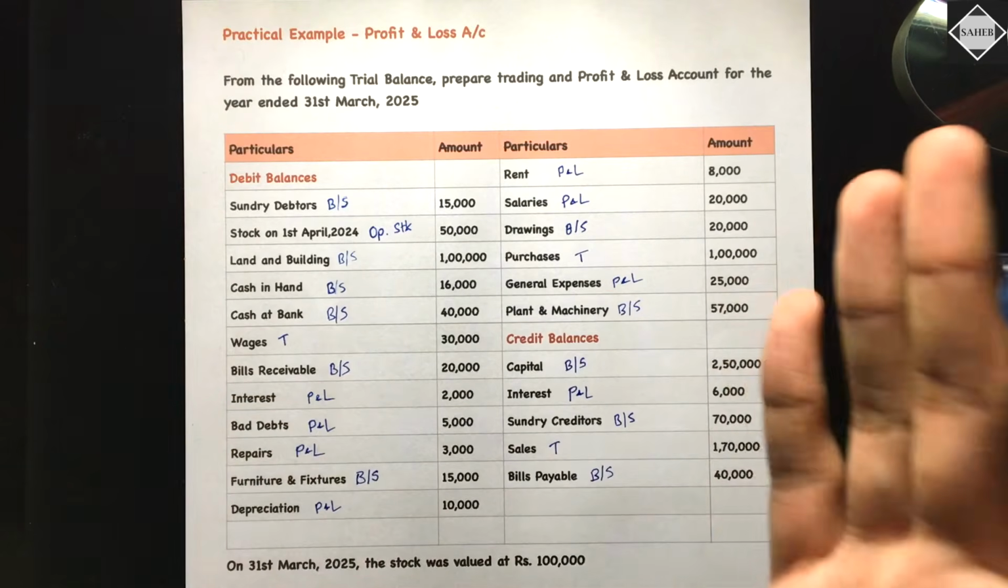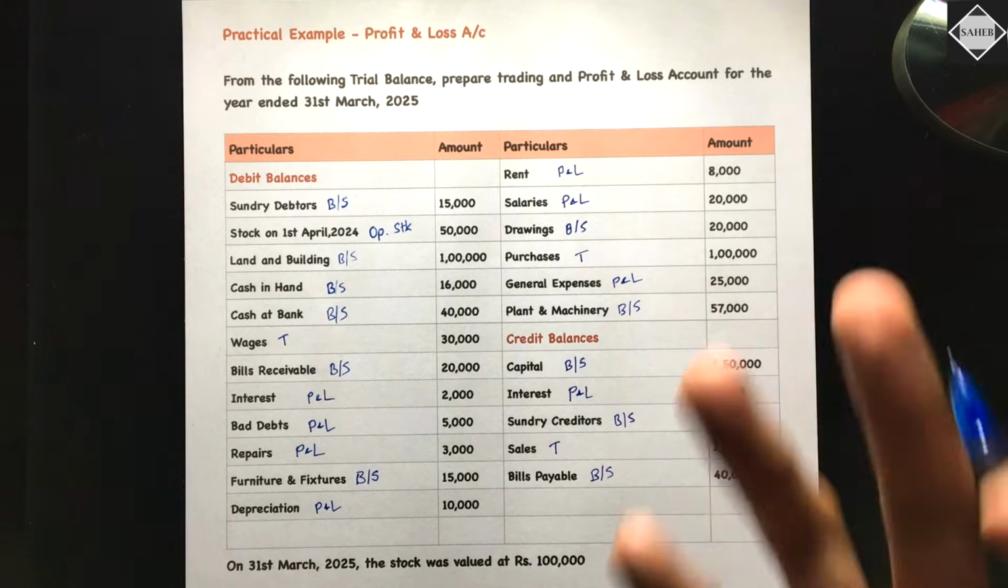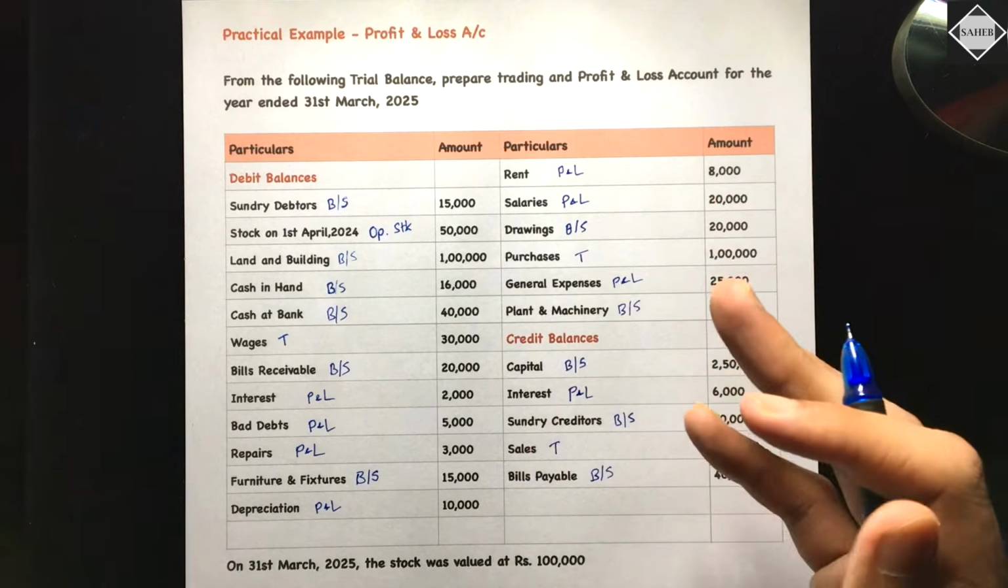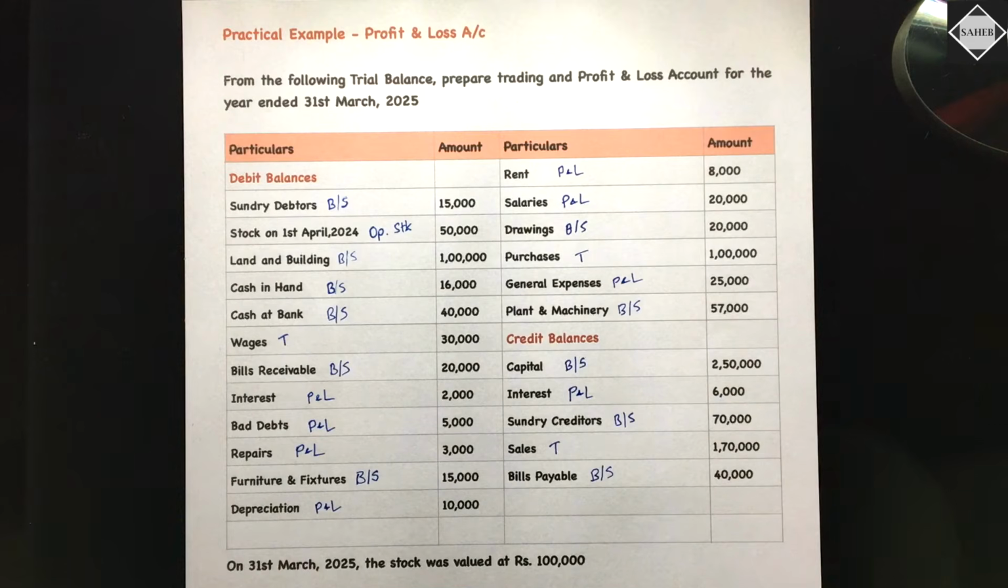Why? Because at the end of an accounting period, we make a physical count and then later we come to know how much stock is left. Okay? No accounting has happened of that. So what we have to do of closing stock? It will be known from adjustment over here.